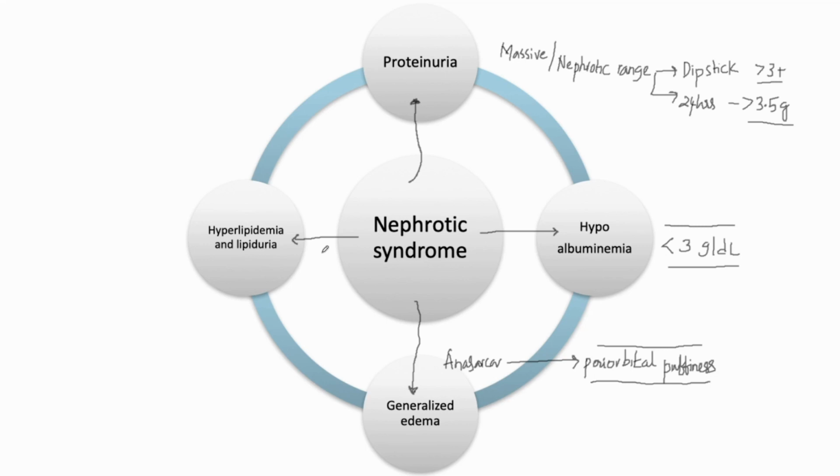But you need to remember that there are four important components which define nephrotic syndrome. So nephrotic syndrome is a glomerular disease. It refers to a clinical complex that includes massive proteinuria or nephrotic range proteinuria, hypoalbuminemia, the levels are less than 3 grams per deciliter, generalized edema, and very important, hyperlipidemia and lipiduria. All of these four components need to be present to call it nephrotic syndrome.